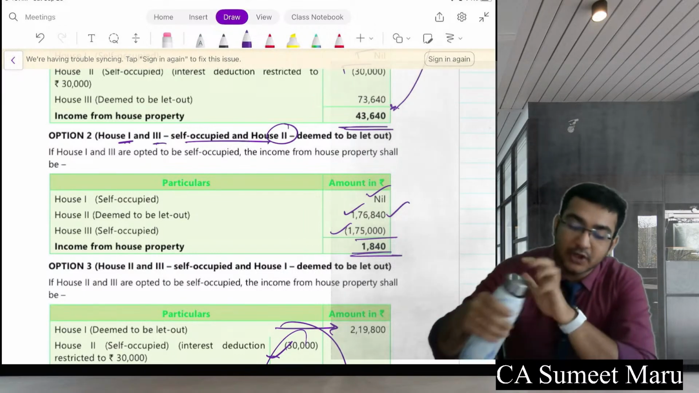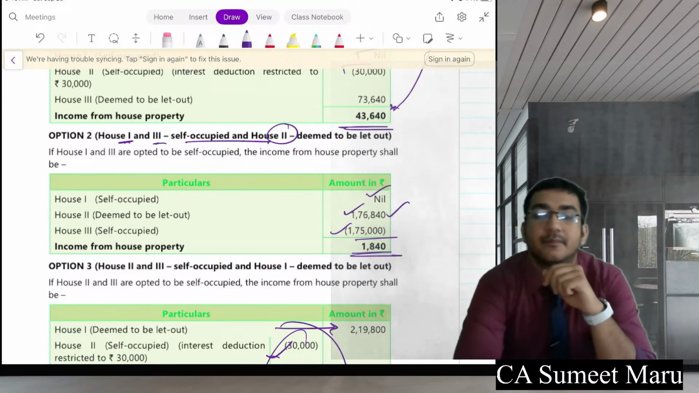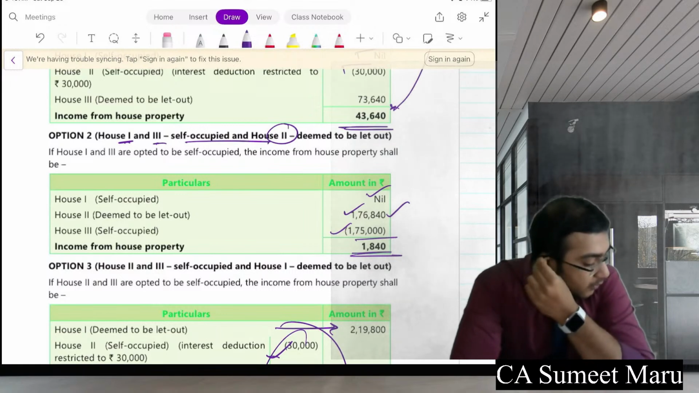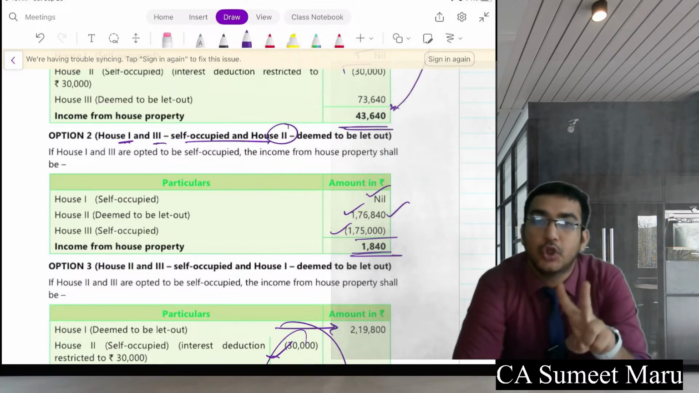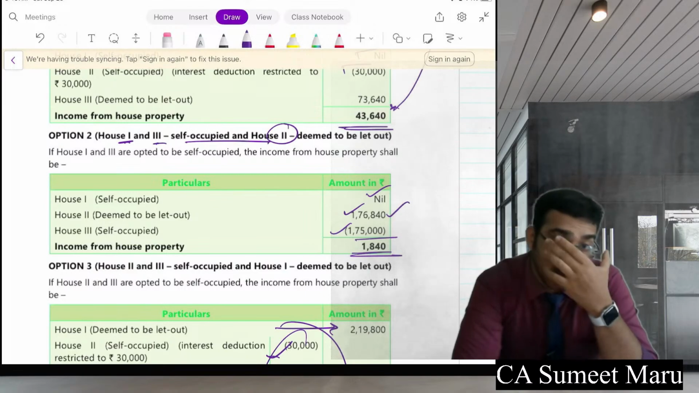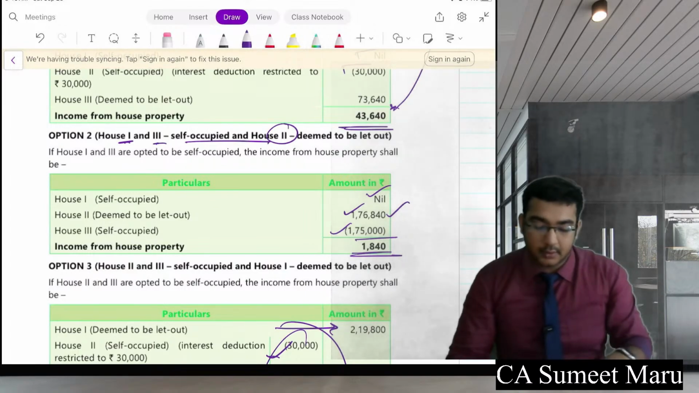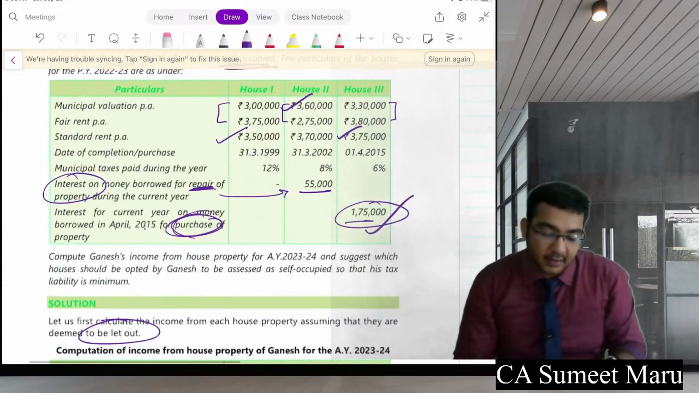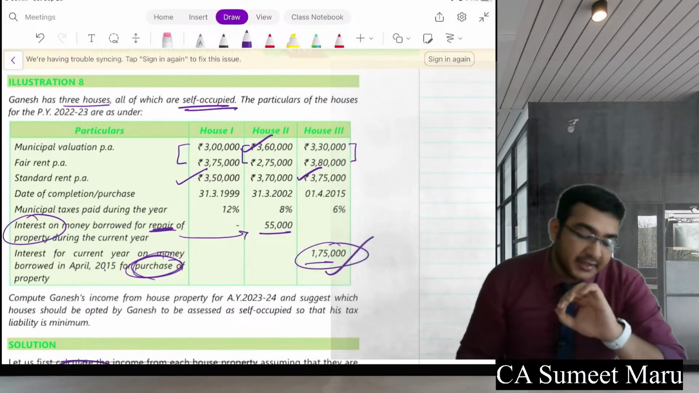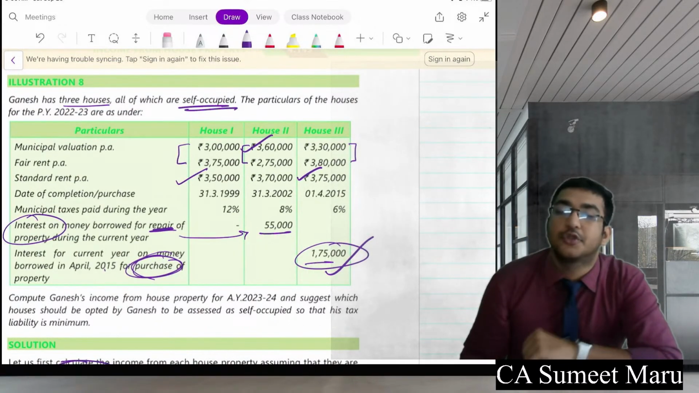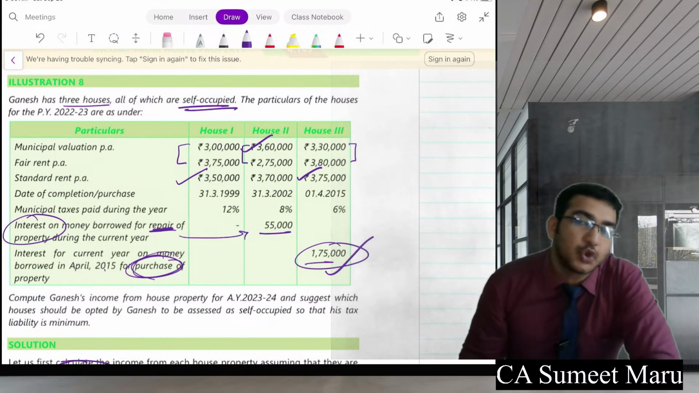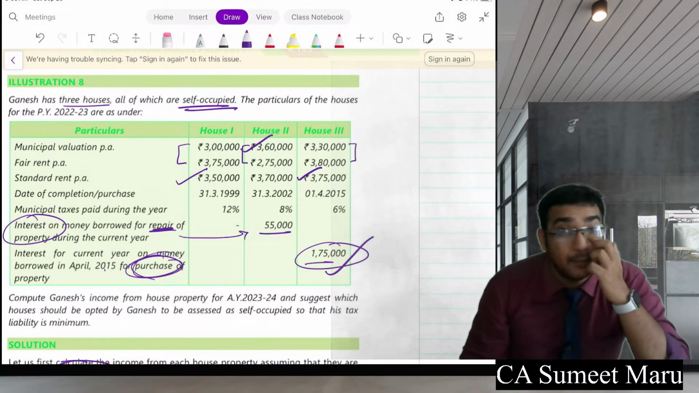Not only feasible, but which option gives you the lesser profit? Yes, option 2. So that's what we'll opt for, and we'll opt for the client as well. So in such questions which give you authority to choose any two houses as deemed to be let out.